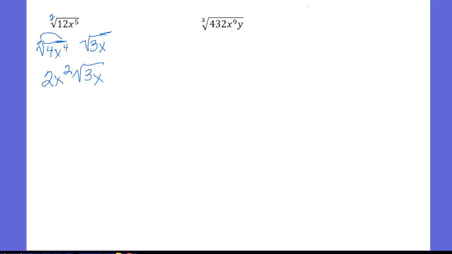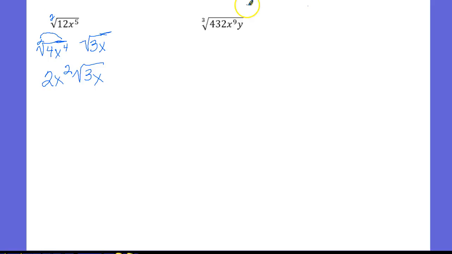All right, let's take a look at this next one. Now, this next one has got a really big value. And it's a cubed root. Okay, so finding the perfect cube in 432 is probably not something most people can do. So when I come to problems like this, I will fall back on a factor tree to help me find the perfect cube in 432.